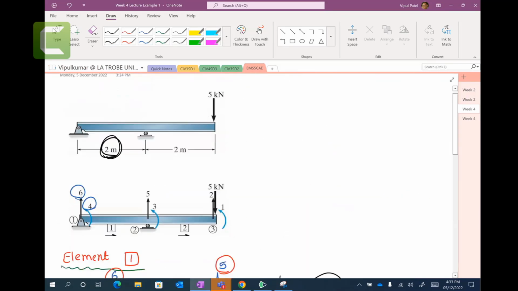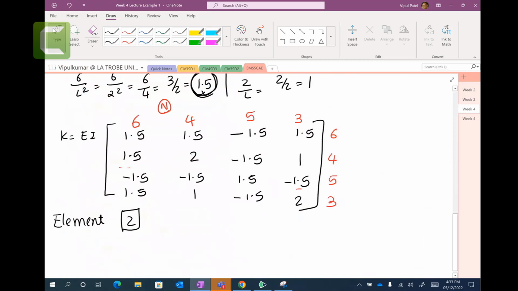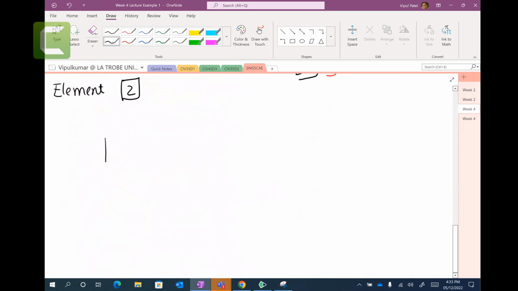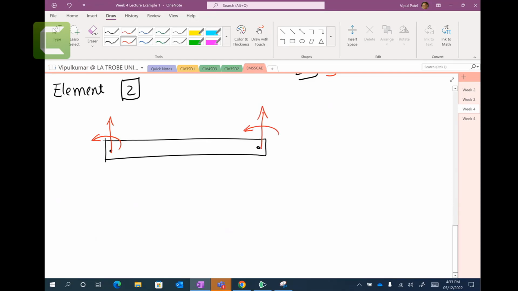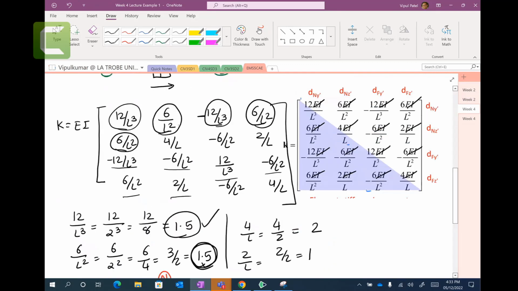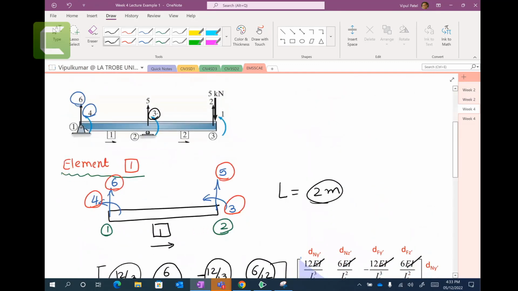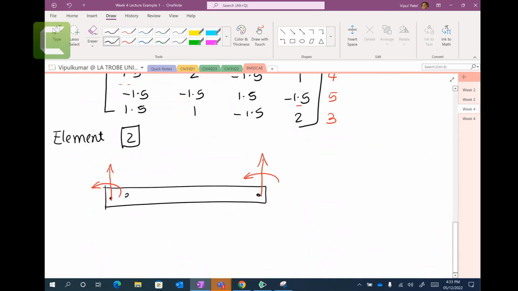What does element number 2 look like? Exactly the same. Here you go, element number 2. Oh, sorry, that is not our thing. This one here is rotation, this one here is rotation. The numbers that we can put in are 3, 5, 1, 2.